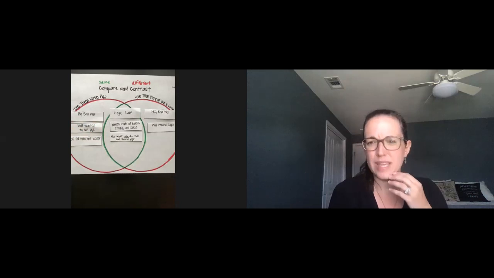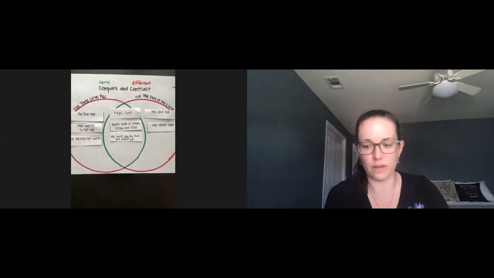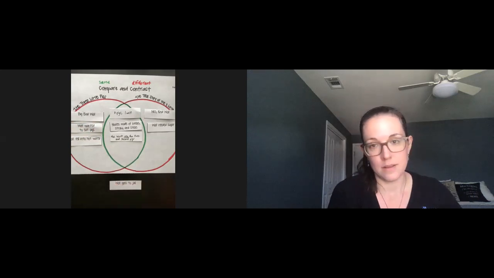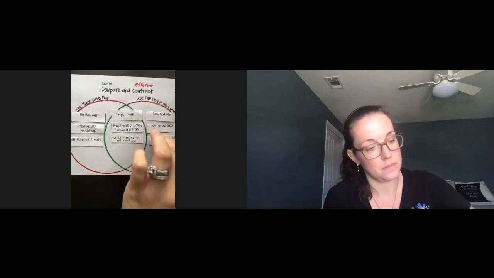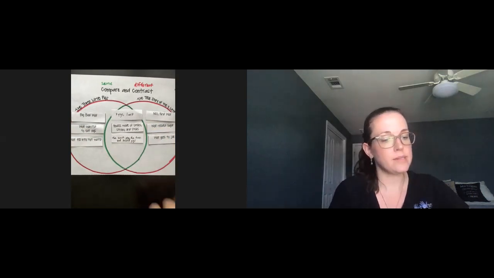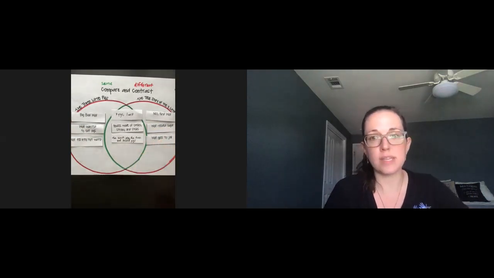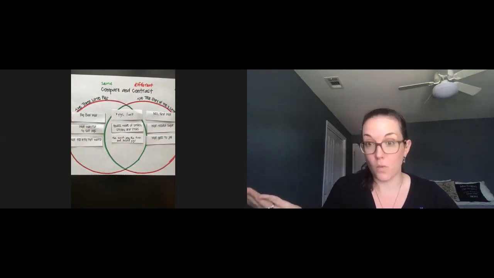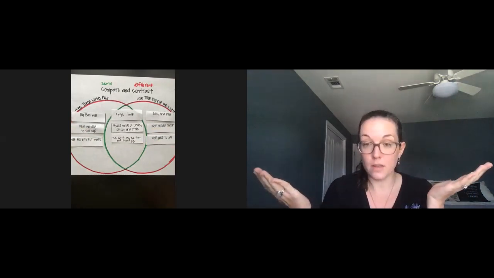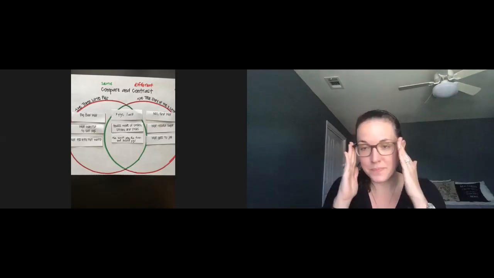Let's think about what was the ending to the true story of the three little pigs. It was different. The wolf went to jail. So that is going to go over here. The true story of the three little pigs. So if I were to ask you, what is a way they're different? You could say, well, the endings are different. In one story, the wolf falls into hot water. And in the other story, the wolf goes to jail.